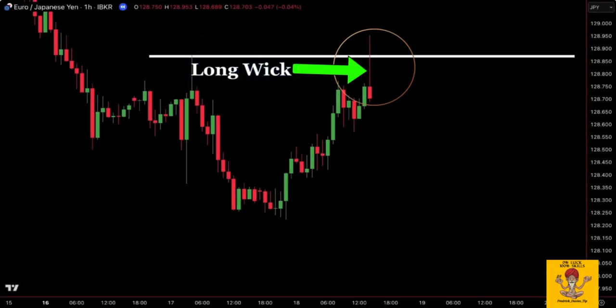The wick you see is the aftermath of that manipulation. It works because most traders react emotionally to price movement. They chase breakouts, jump in late, or panic when price spikes. But that spike was never meant to last. It was designed to bait retail traders into bad positions.